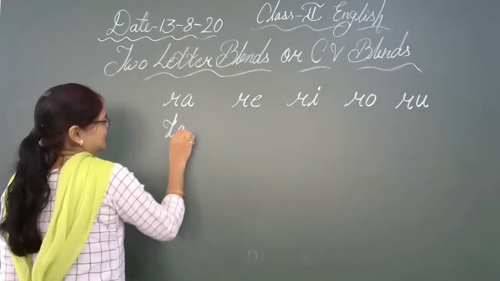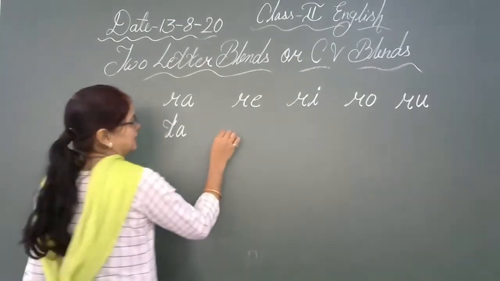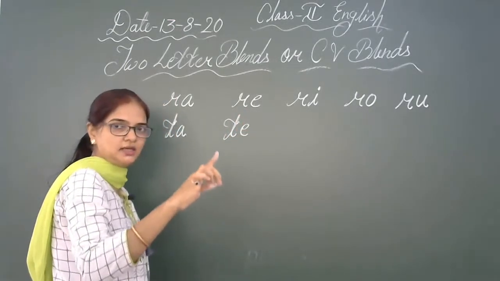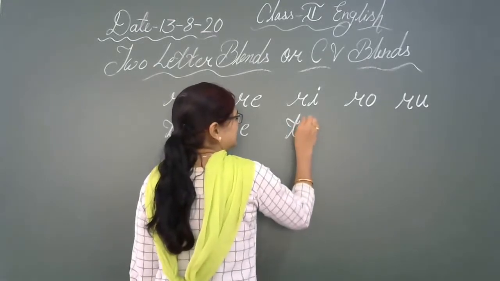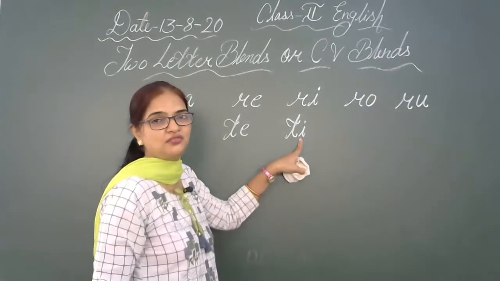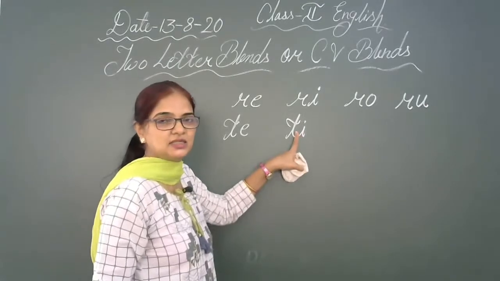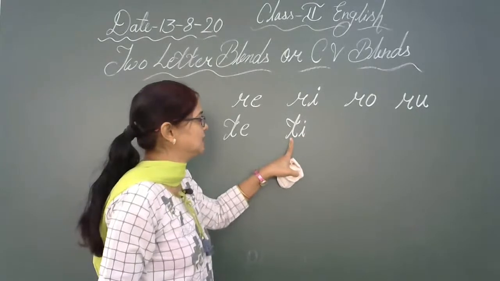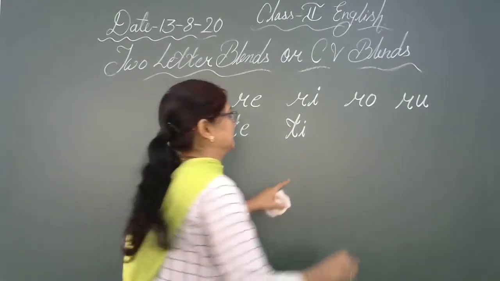T, A, T. T, E, T. T, I, tie. The sound of I is E. T, I, T. Sound of T is T and sound of I is E. T, E, T.